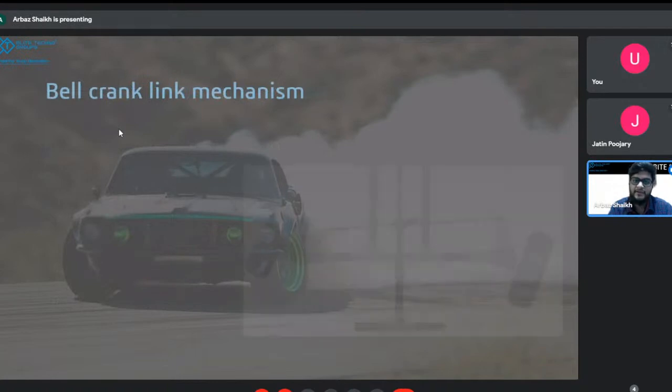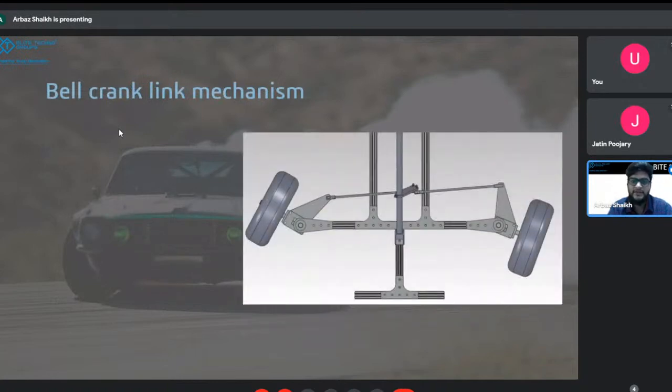Then we went to the bell crank mechanism, which was the simplest form of steering mechanism, where you have a steering column connected to the bell crank. If you follow my cursor, this is the steering column, the bell crank, and to the bell crank directly we have the tie rods, which are directly connected to your Ackerman arm or your steering knuckle.